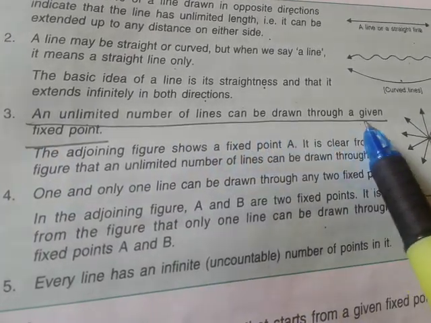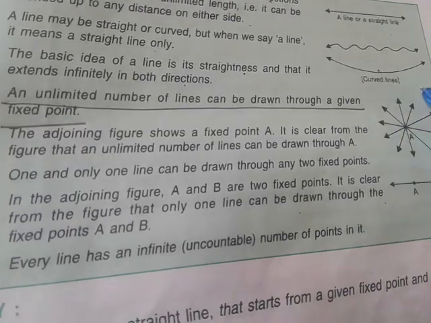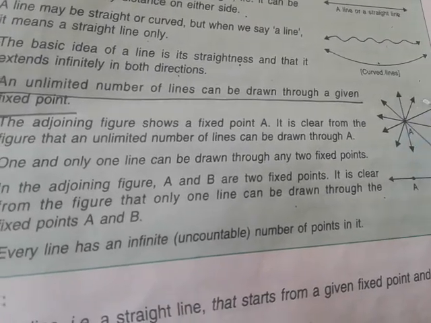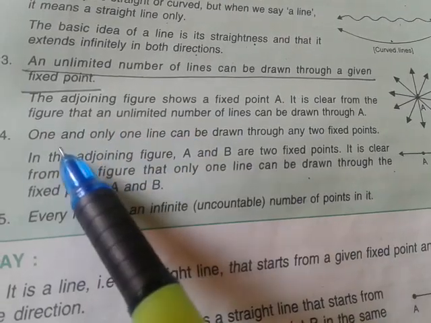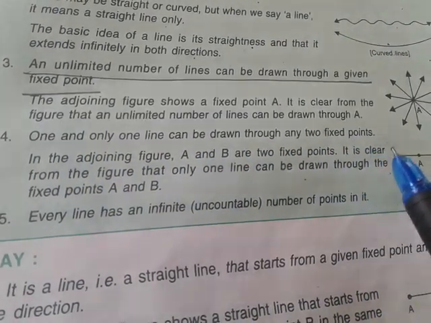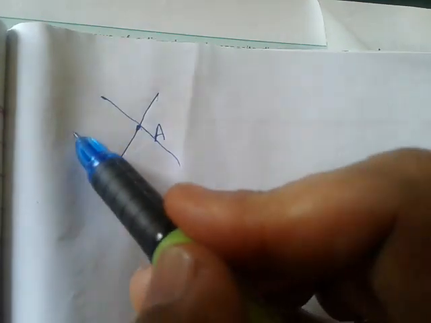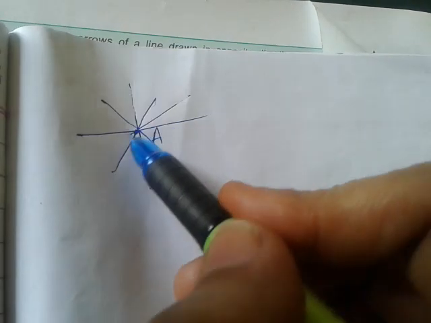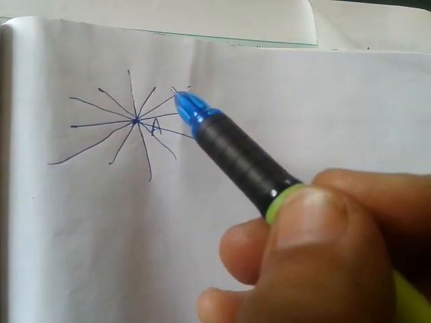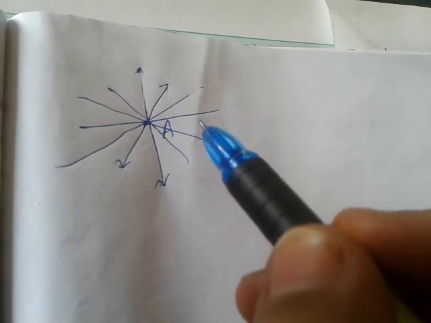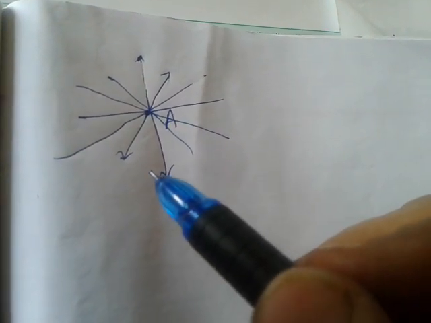So an unlimited number of lines can be drawn through a given fixed point. So if you have a point, you can draw an unlimited number of lines, meaning an infinite number of lines. Only one line can be drawn through any two fixed points. I'll show you. See, this is a point, so point A. So unlimited, that is limitless, that is infinite, means there is no end to it. So these types of lines can be drawn. Okay, so these are lines, meaning through a single point infinite lines can be drawn.